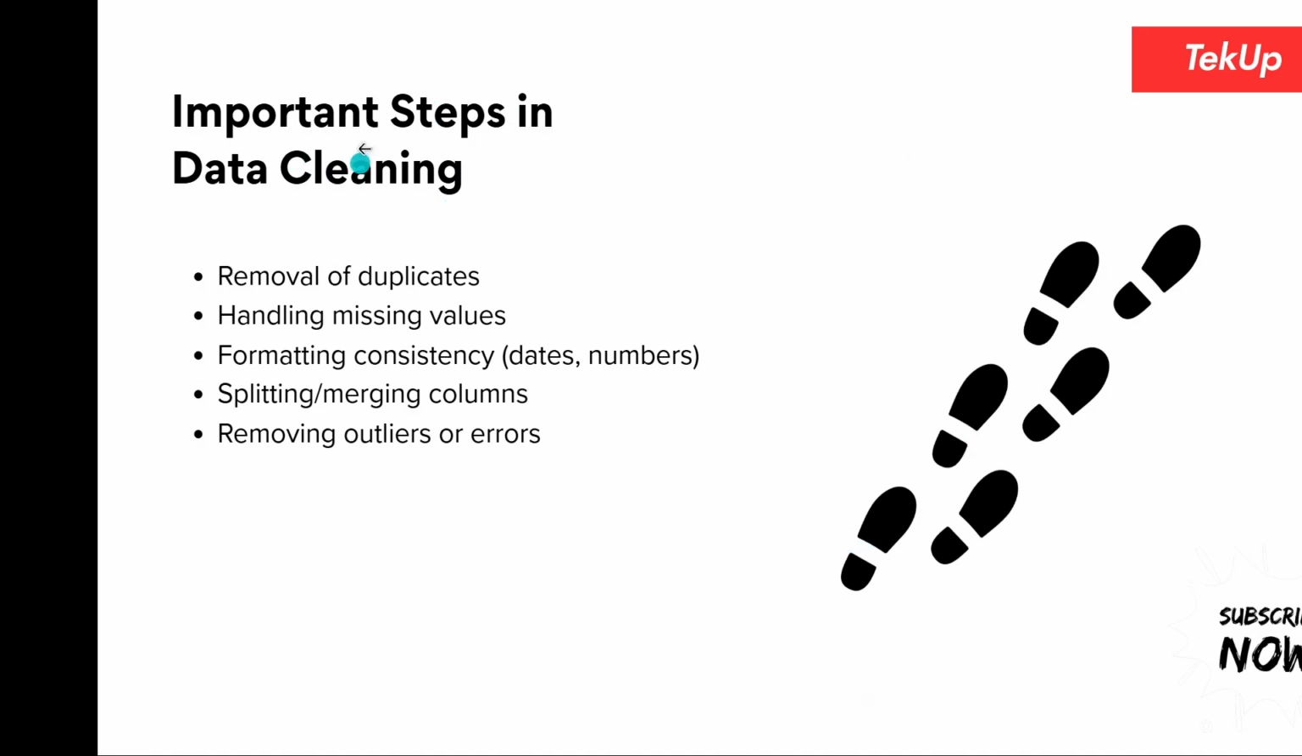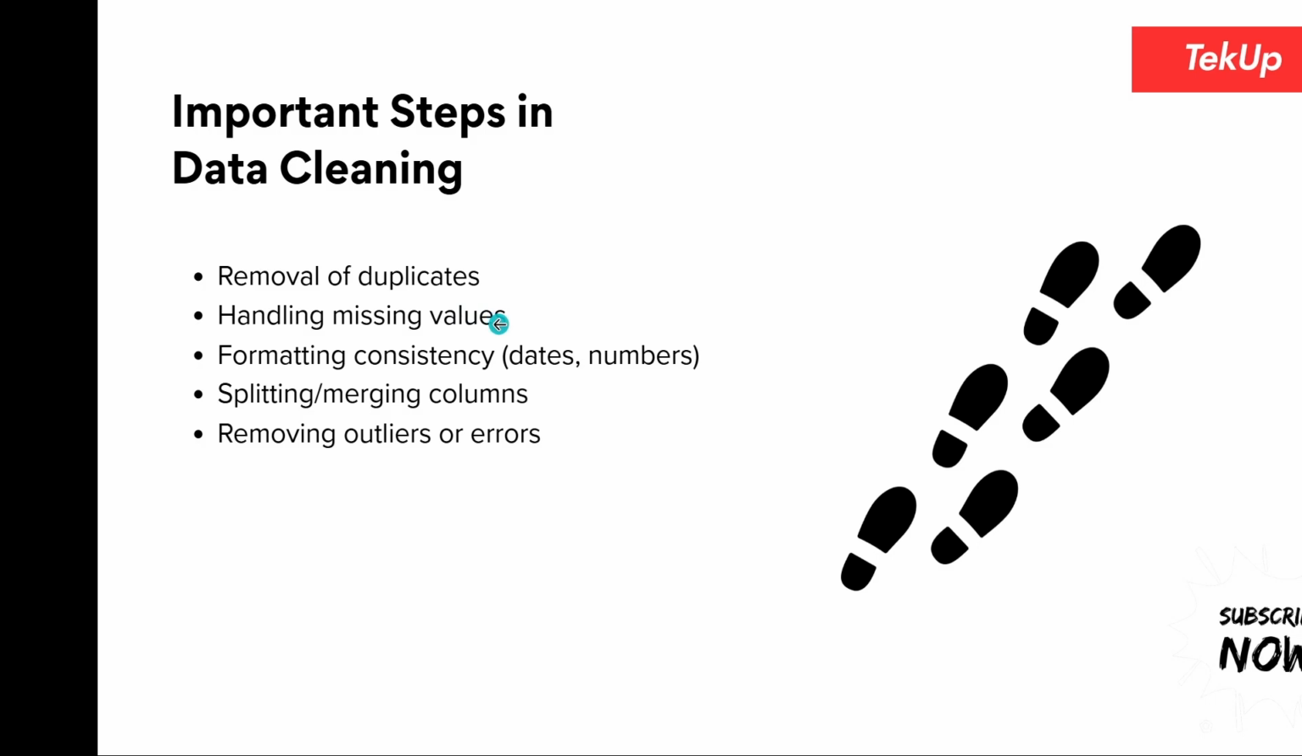Now, important steps in data cleaning. There are important steps in data cleaning, and one of those steps could be removal of duplicates. Duplicates can actually mess up our analysis, so we need to ensure that duplicates are removed in our data set. And when you're working with duplicates, you need to ensure that you do not remove duplicates for your numerical columns. You only remove duplicates for your categorical columns.